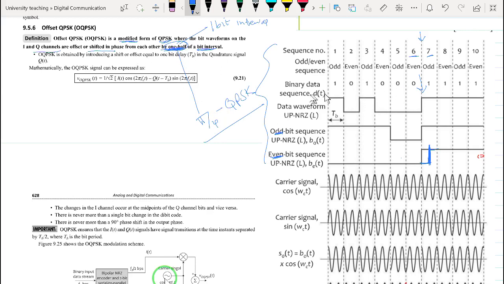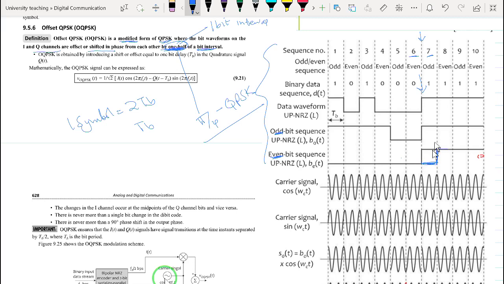Because as you can see, 1 symbol of QPSK takes over 2 TB. Therefore, when you delay 1 bit by 1 TB, it will happen at this point. So I'm clearing this, and I'm saying that the quadrature will be delayed by 1 TB. So it will happen at this point. And for that reason, we will see that the transitions will never happen at the same time.